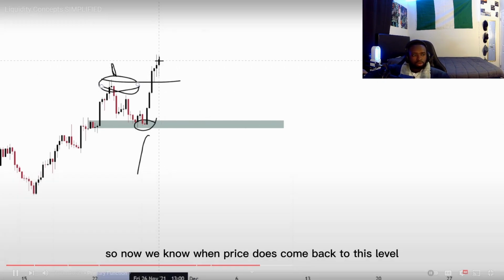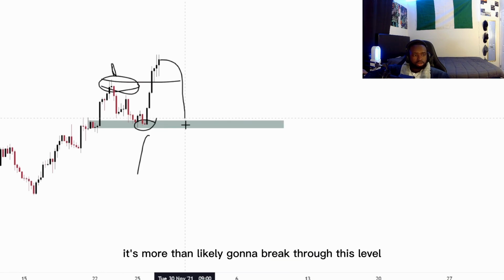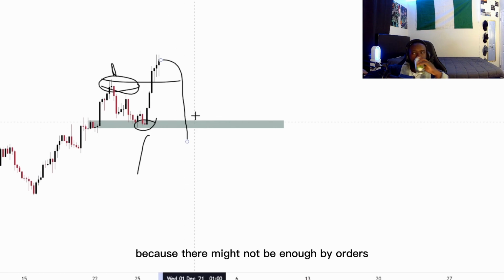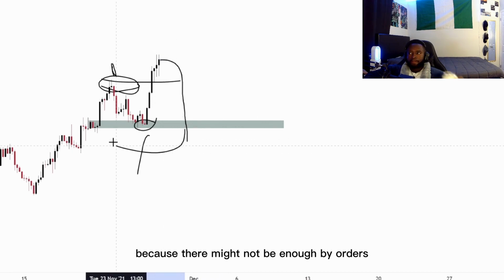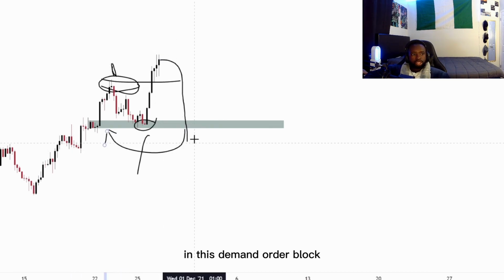So now we know when price does come back to this level, it's more than likely going to break through this level instead of rejecting again. Why? Because there might not be enough buy orders in this demand order block.